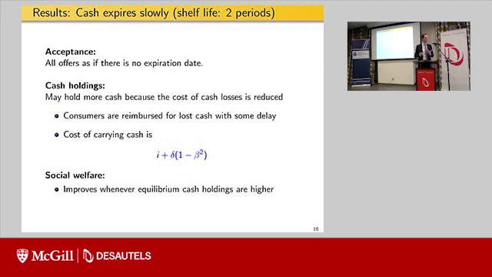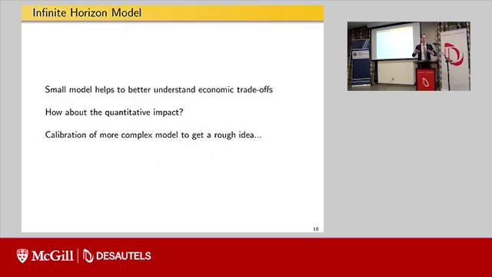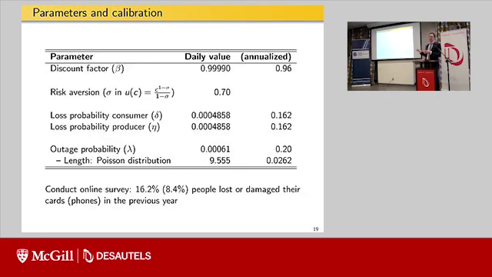Now, we also have a more complex model, and by calibrating that model, we get a rough idea about the potential impact of introducing an expiration date and the optimal expiration date. There are a few parameters in the model, and I want to quickly run through them to give you a feeling about what's important. One is how impatient people are, the discount factor. Second, risk aversion: how bad it is for people not to be able to consume during outages. Then the loss probability: what's the probability that you actually lose your money?